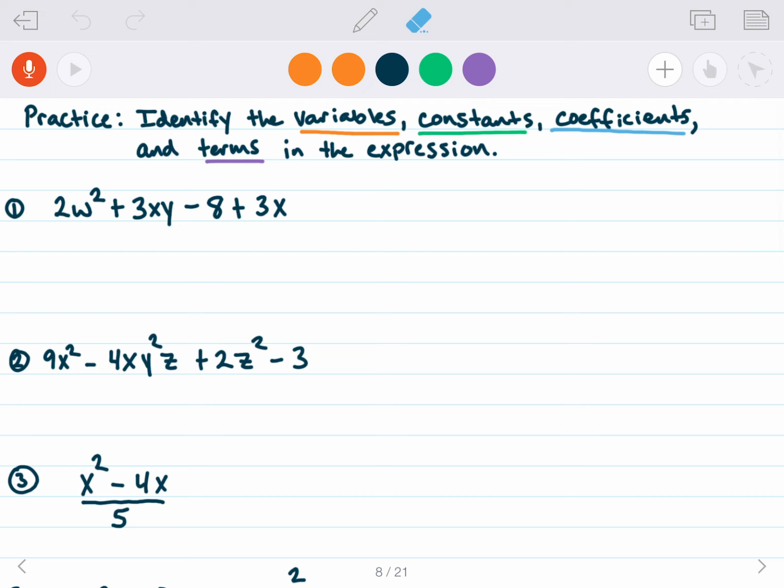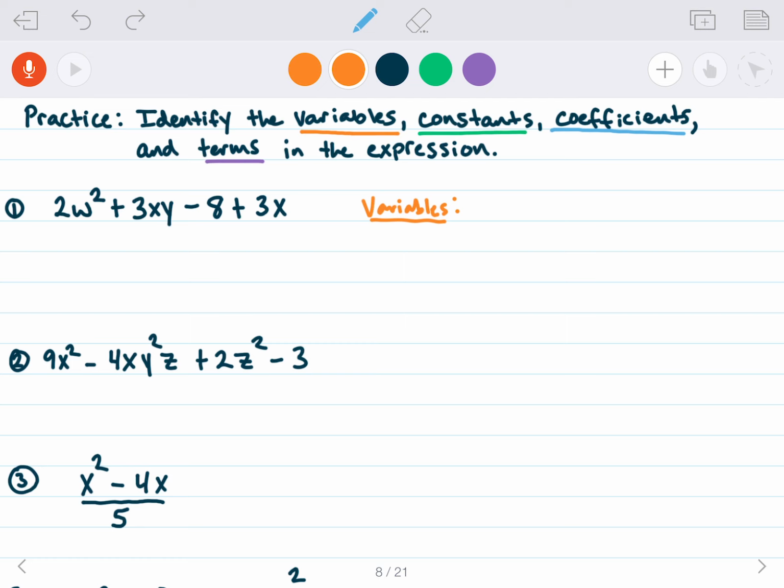So let's do some practice identifying the variables, constants, coefficients, and terms in this expression. Okay, so the easiest thing I think is the variables. And if there's a variable squared, you don't have to write the squared. This is an algebraic expression because there's numbers, there's variables, and there's operators, plus and minus signs. And no equal sign, that's important too. So we want to identify the variables, constants, coefficients, and terms.